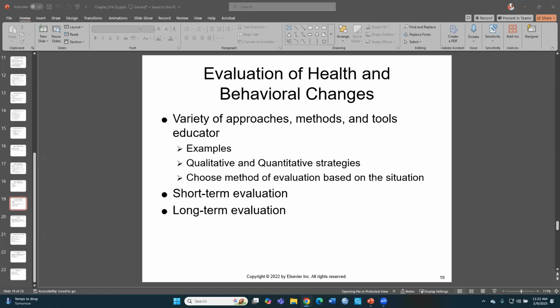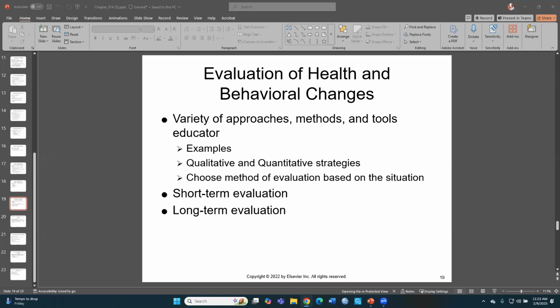You're in a skills lab, you see a presentation on how to do a blood sugar, right? And then you are going to perform a blood pressure check, a blood glucose check, and then you are going to show somebody else, you're going to teach somebody else how to do a blood pressure or blood sugar check, right? That would be a short-term evaluation.